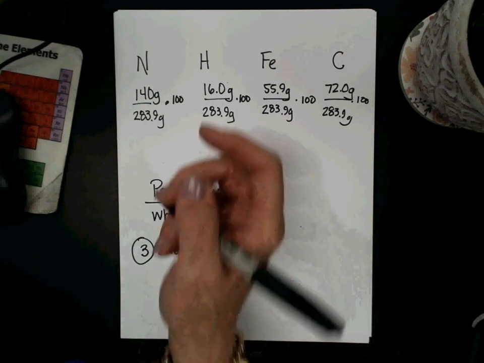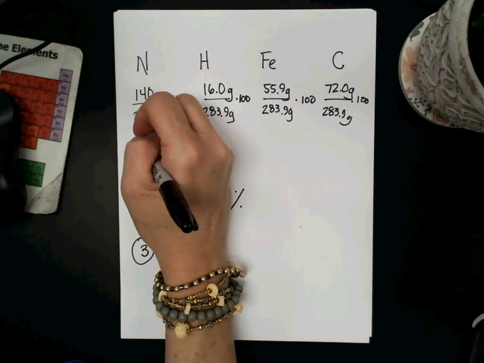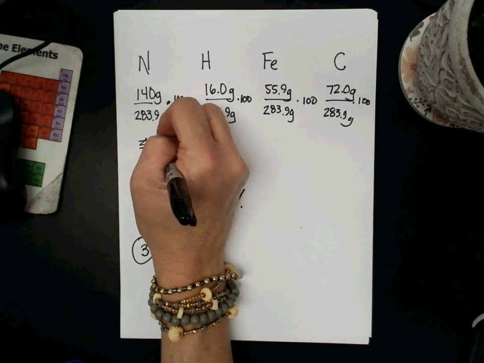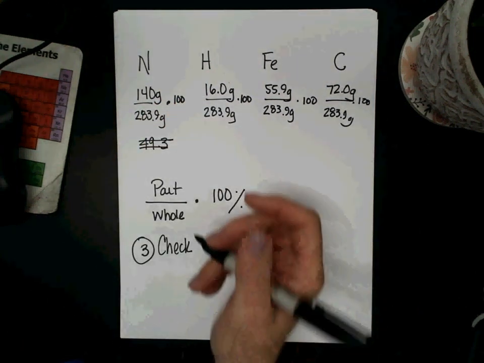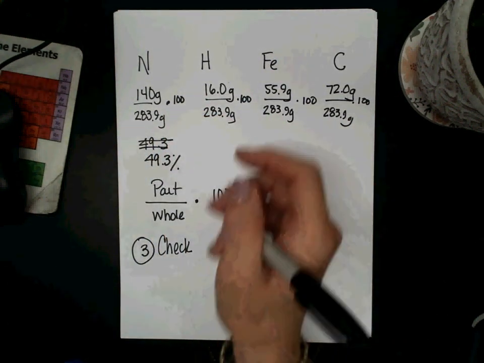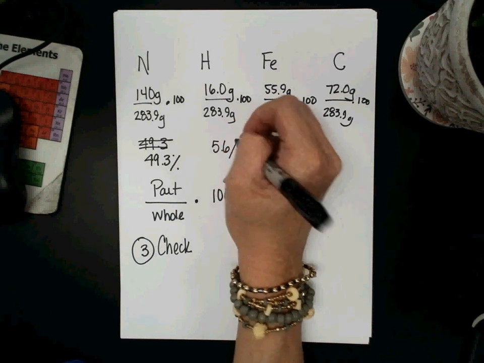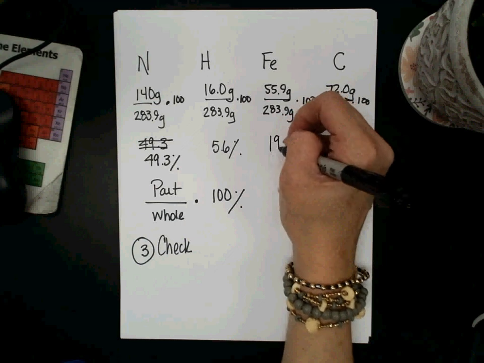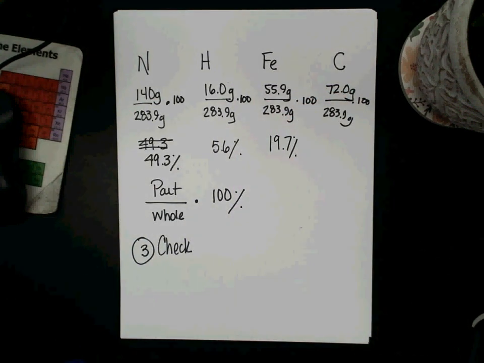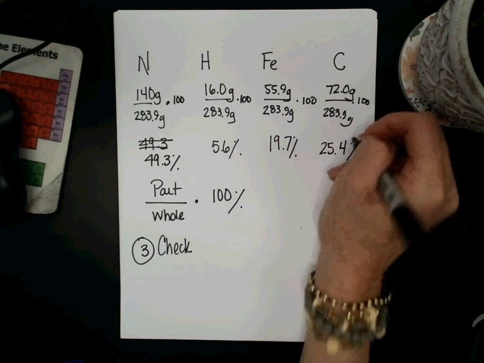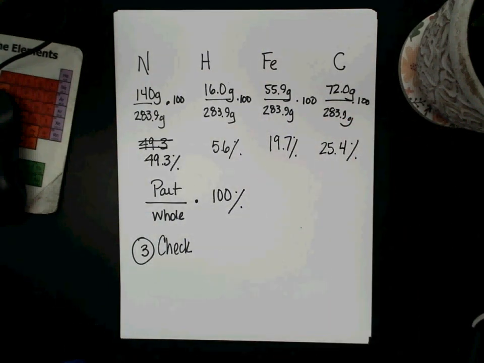Are you done? Okay. Ty, what'd you get for nitrogen? 49.3. Okay, that's what I thought you said to begin with. Jacob, what'd you get for hydrogen? 5.6%. Kyle, what'd you get for iron? 19.7 percent. And Jackson, what'd you get for carbon? 25.4%. Okay, they seem reasonable.